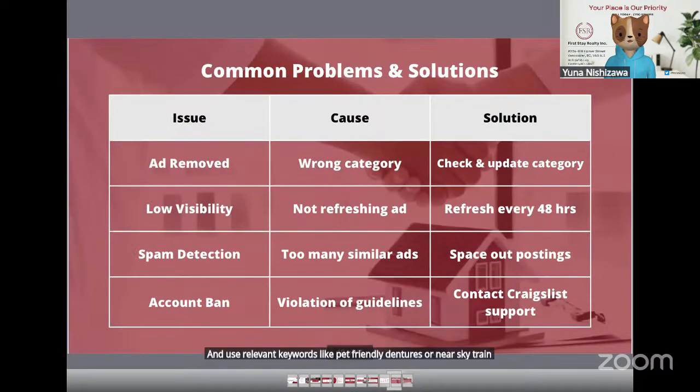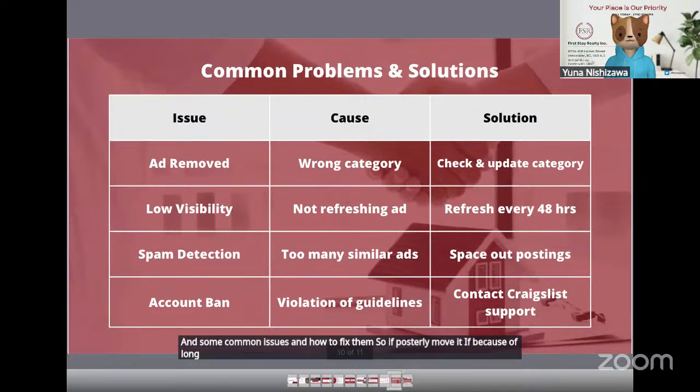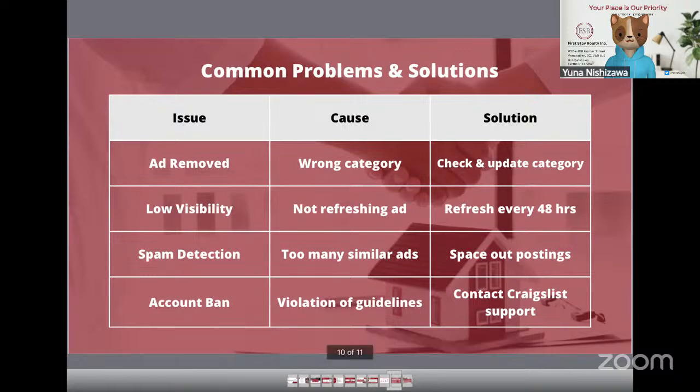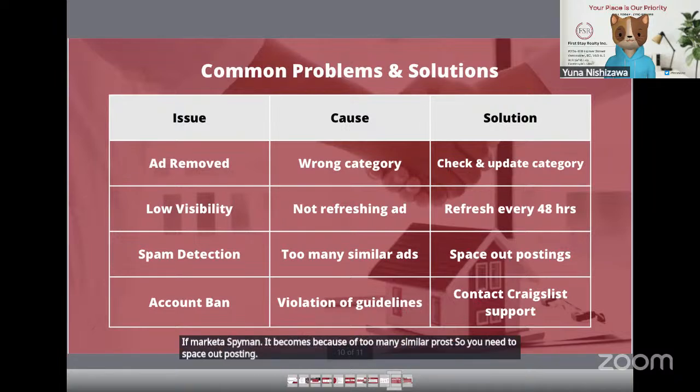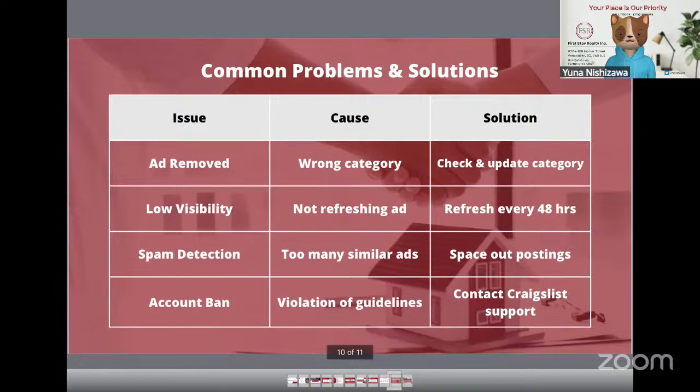Here are some common issues and how to fix them. If your post is removed because of the wrong category, you need to check and update the category. If it is marked as spam, it is because of too many similar posts, so you need to space out your posting. And here are some examples of common problems and solutions.